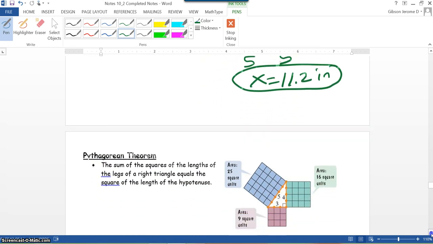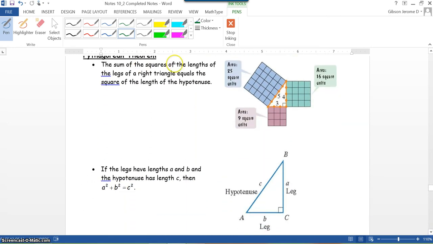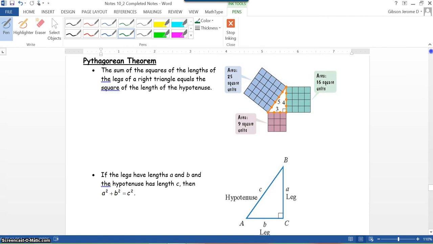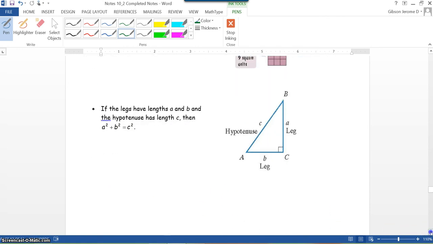Now, we scroll down here to the Pythagorean theorem. The Pythagorean theorem states this here. The sum of the squares of the length of the legs of a right triangle equals the square of the length of the hypotenuse. If the legs have lengths a and b and the hypotenuse has length c, then a squared plus b squared is equal to c squared. And that is the Pythagorean theorem.